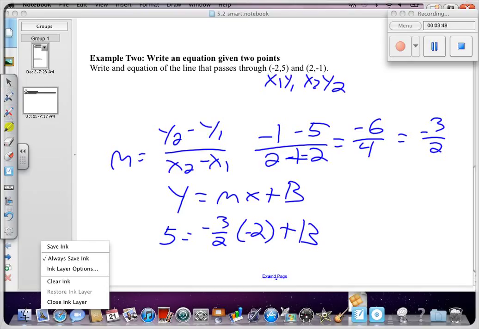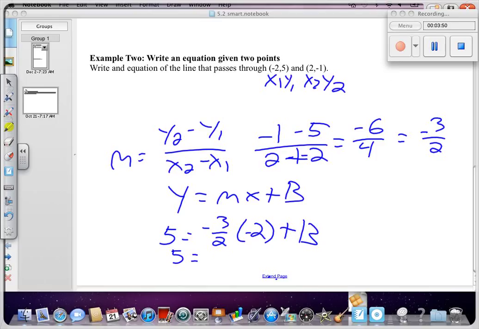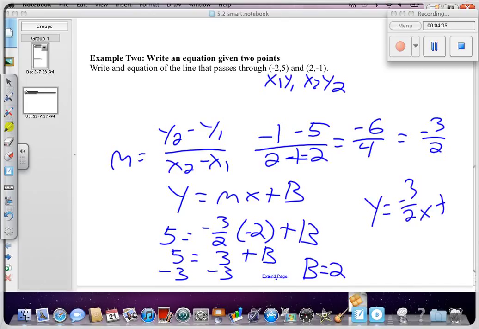So now I'm just going to multiply. 3 times 2 is 6. 6 divided by 2 is 3. Negative times a negative is a positive. Then I'm going to subtract 3 from each side, and I'm going to get b equals 2. So I'm going to have y equals -3/2x plus 2.